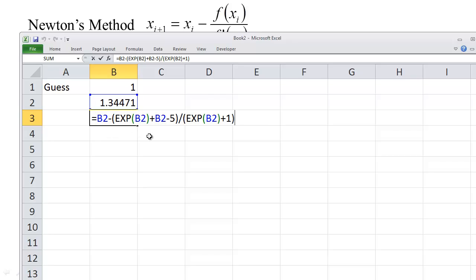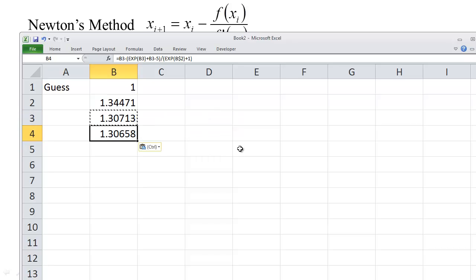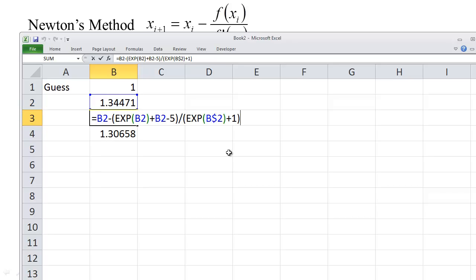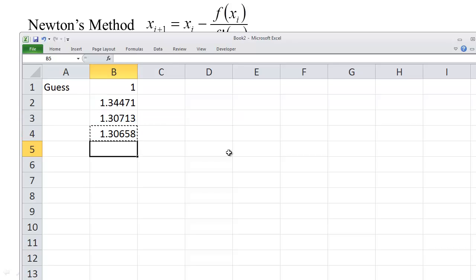That's called relative referencing. By the way, if you don't want the relative referencing, then you put a dollar sign in front of the item. If I didn't want it to update the cell number, I'd put the dollar sign in front there, and when I copied it, that would remain B2 even though the other one updated to B3. So I don't want that. I like the relative referencing. Each time, we're applying the same formula to the next guess. So I'm just getting a list of guesses here.